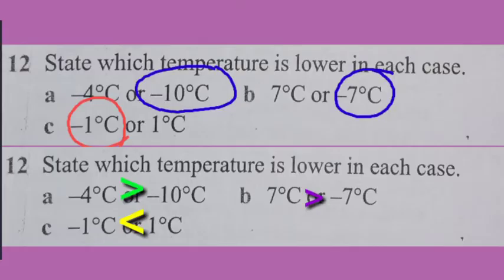Question number 12. State which temperature is lower in each case. (a) minus 4 degrees centigrade or minus 10 degrees centigrade. Here the answer is minus 10 degrees centigrade. (b) 7 degrees centigrade or minus 7 degrees centigrade. Here the answer is minus 7 degrees centigrade. (c) minus 1 degree centigrade or 1 degree centigrade. Here the answer is minus 1 degree centigrade.